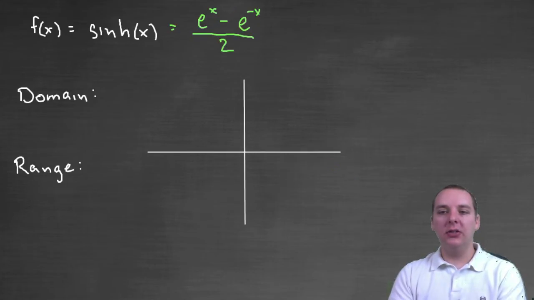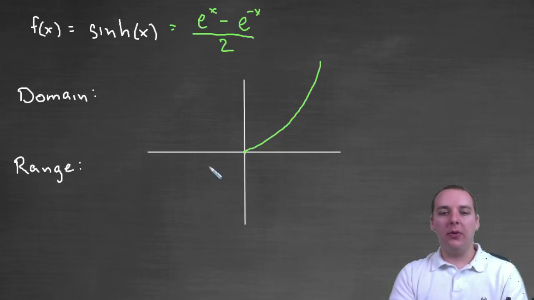So what does that generically look like? At least on the right-hand side, it looks something like this. It resembles e to the x, but dividing by 2 will flatten it out a little bit. Specifically at 0, we can do the exact value. e to the 0 is 1, e to the 0 is 1, 1 minus 1 is 0, 0 divided by 2 is 0. So it does go through the origin.